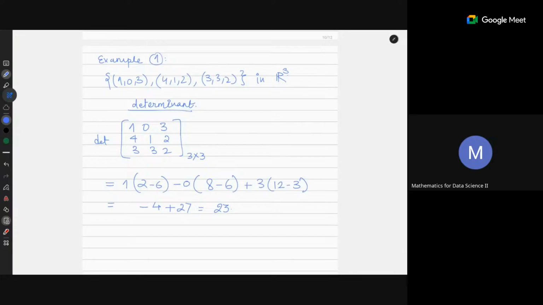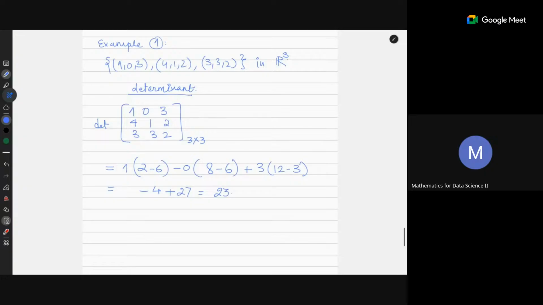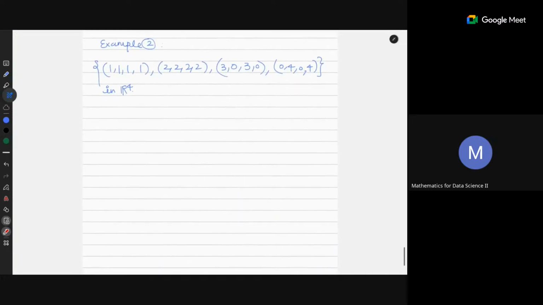So you can just check, if the dimension of the space is R3 and you have 3 vectors, you only need to check for independence. And how do you check independence? You can just check by taking the determinant. Now you can do the same thing in R4 also. So let's say you have 4 vectors in R4. How do you check whether they form a basis or not?